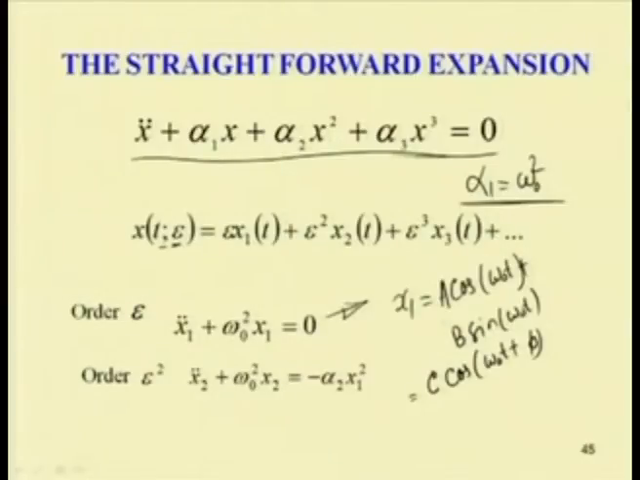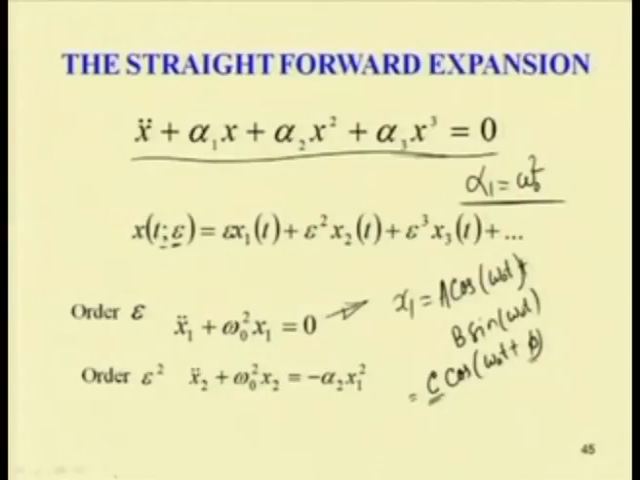So, either one can use the constants A and B, or one can use the constants C and phi. Both these constants can be obtained from the initial condition. For the given initial condition, one can substitute it in this equation and find A and B, or C and phi. So, there are two procedures one can adopt.